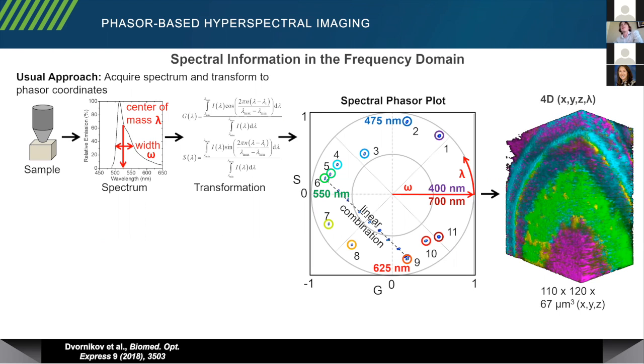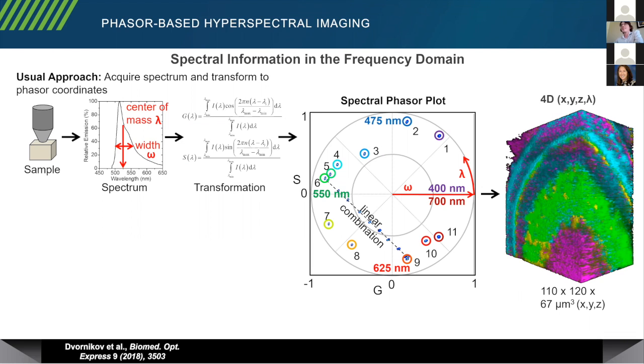So in the regular approach that you would apply this spectral phasor method is, okay, you have your sample, your microscope set up, you acquire a spectrum in each pixel that you can then transform to the phasor plot using the sine and cosine transformation here. And then the information represented in the phasor plot is the center of mass of your spectrum, given by the angle here on the plot in your detection range. So counterclockwise, in this case, from 400 to 700 nanometer, which was our detection range.